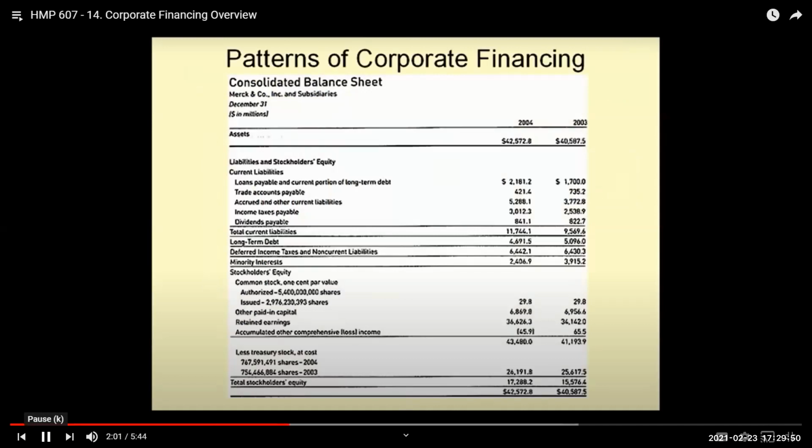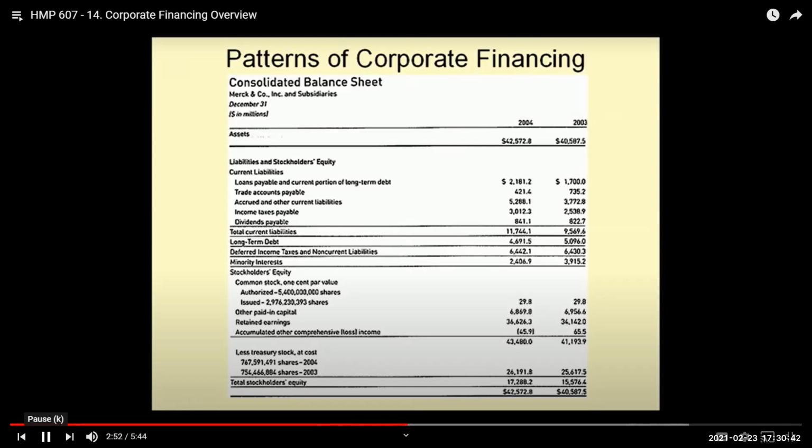Here is one example of corporate financing: the right side of the balance sheet for Merck for 2003 and 2004. Note that in 2004, Merck had $42 billion in assets. So how did it finance these assets? Its total debt was about $25 billion, consisting of current liabilities, where current liabilities are loans that have to be paid off within about a year, and about $4.5 billion in long-term debt, plus some other liabilities. The total here is about $25 billion in debt.